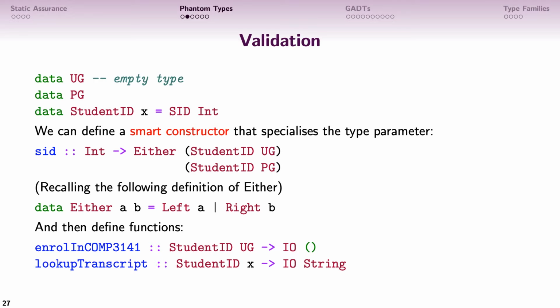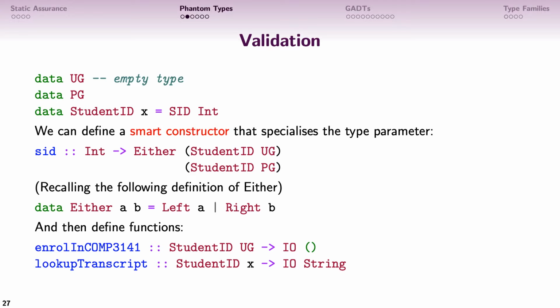However, if we did want to have a function that would work on either type of student, either undergraduate or postgraduate, we could still do that. We just call student ID x and use it for all possible x. Take in the student ID x and return IO string to look up their transcript, for example. Okay, so that's an example of using phantom types to encode data validation.